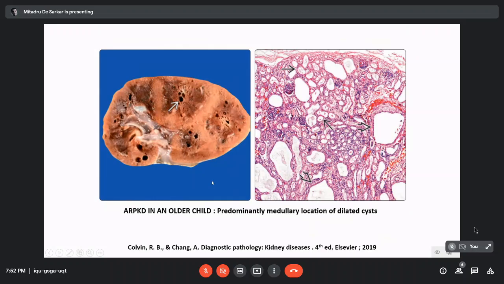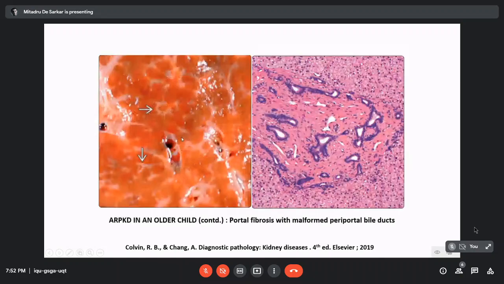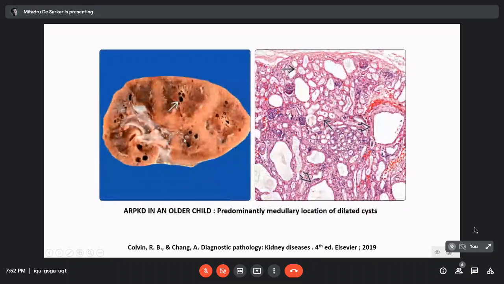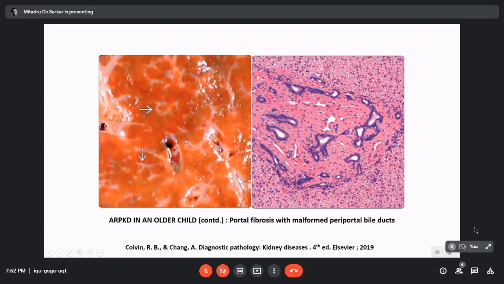So this particular picture has been taken from a textbook. Here the cysts are seen only in the region of the medulla. As you see, the bulk of the cysts are towards the inner aspect of the kidney. And the size of the kidney also is not as grotesquely enlarged as we saw in the usual neonatal form of ARPKD. So as I said, the main activity is now actually happening within the liver.